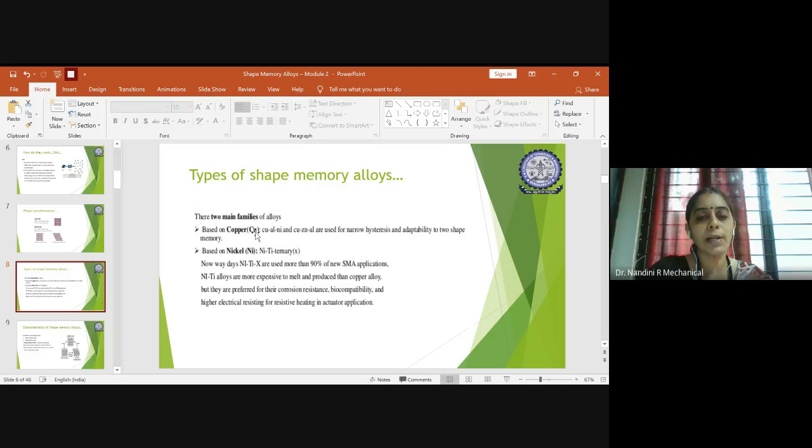Okay. So based on copper alloy, this was the beginning thing. So you had copper, aluminium, and nickel. So these three together made a good alloy combination under the classification of shape memory alloy. So one more sub classification under this family is copper, zinc, and aluminium. So both these combinations of alloys had a very narrow hysteresis loop.